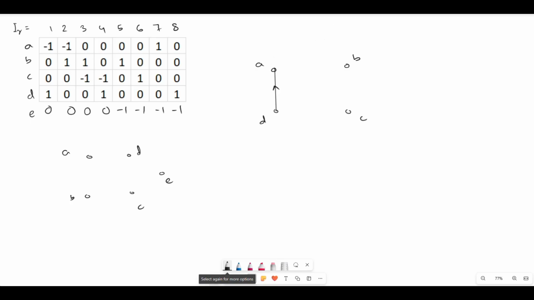For branch 2, it is between A and B, and the negative is towards A, so it is moving in this direction. So this is 1, this is 2. Now coming to the third, it is between B and C, and the negative is towards C, so it is in this direction. Then number 4 is between C and D, and the negative is towards C. So it will be in this direction. So this is 3, this is 4.